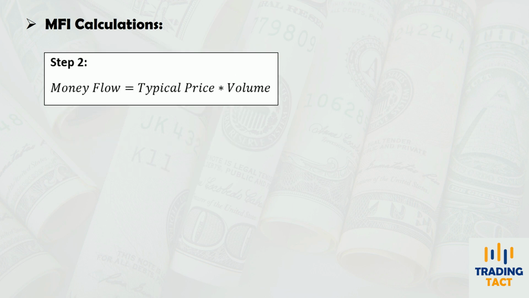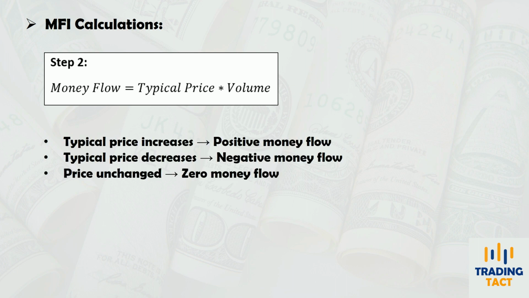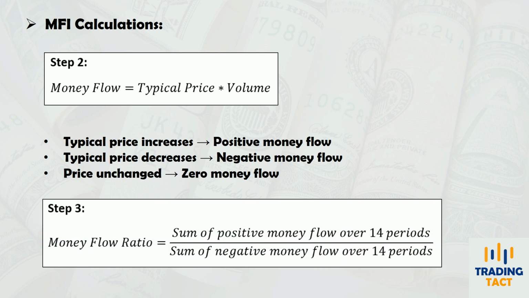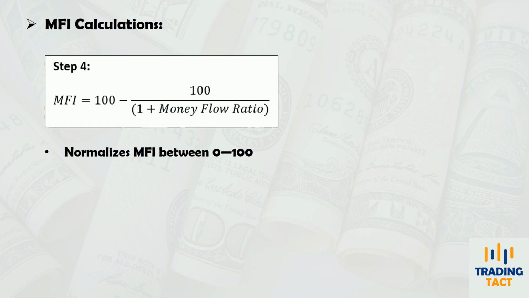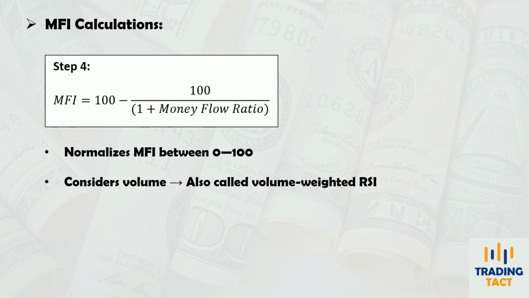Next, calculate the money flow for each bar, which is equal to the typical price multiplied by volume. Money flow is positive when typical price increases from one period to the next, and negative when typical price decreases. Money flow is 0 when typical price is unchanged. With that, we compute the money flow ratio over the past 14 periods. And finally, we apply the familiar RSI formula to get the MFI. Since volume is included, the MFI is sometimes called the volume-weighted RSI.